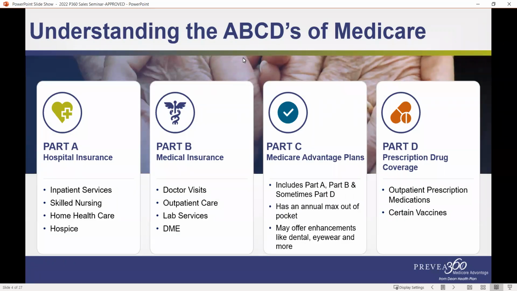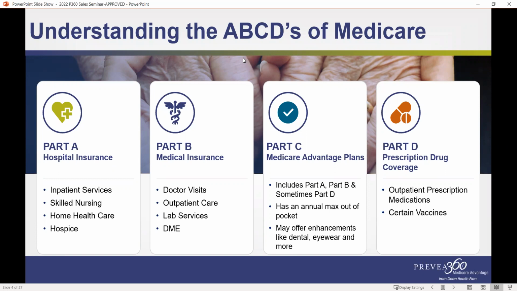Understanding the ABCDs of Medicare. So the 4 different parts of Medicare we're going to talk about. The first is Part A, and that's hospital insurance, and that's going to cover things like inpatient services, skilled nursing, home health care, and hospice. Part B, also known as medical insurance, is going to cover outpatient doctor visits, outpatient care, lab services, and durable medical equipment. And durable medical equipment are things like walkers, canes, CPAP, oxygen, any medical device that you would take home and use.